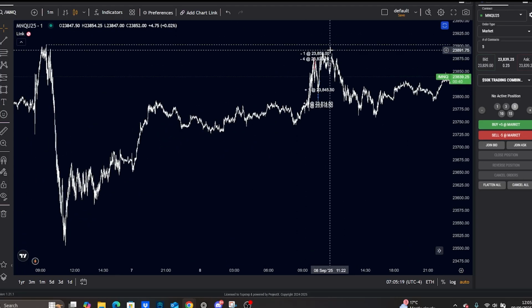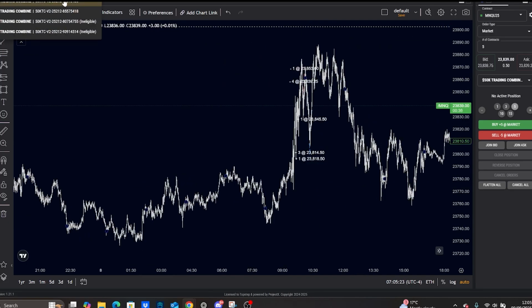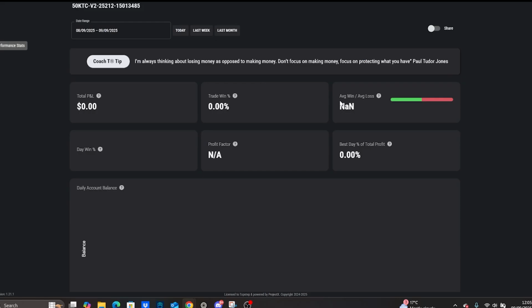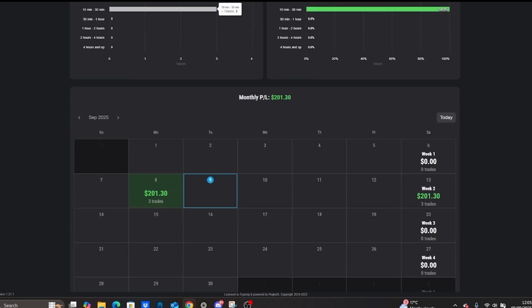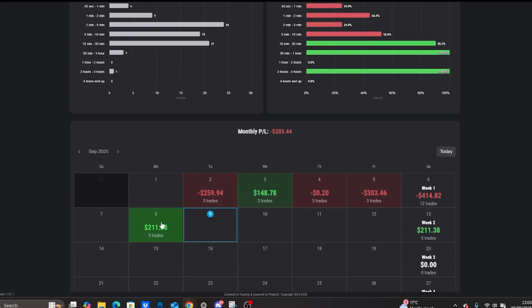But yeah, that's the trade recap. That's what I did, and I made $200 across 2 accounts. So if we come on to here, this is a fresh account, made $200, and then here, $200.